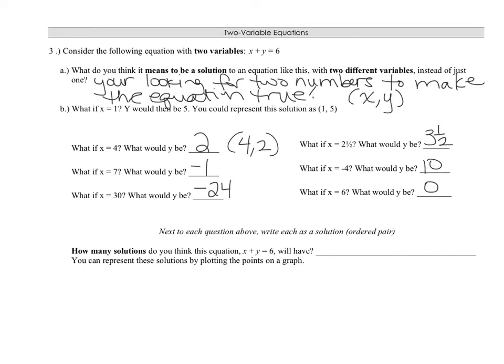So when you have 2 variables, the solution is going to be the 2 numbers, like the x value and the y value, that together when you add them have to equal 6, right? So what you're looking for when you have 2 variables is 2 numbers that will make the equation true, right?